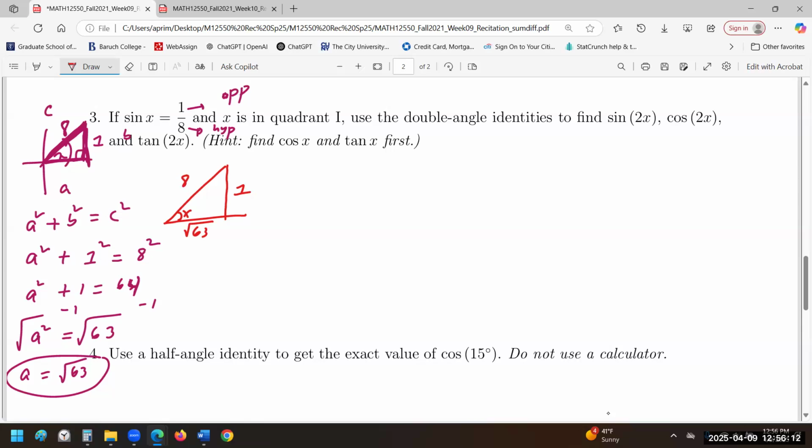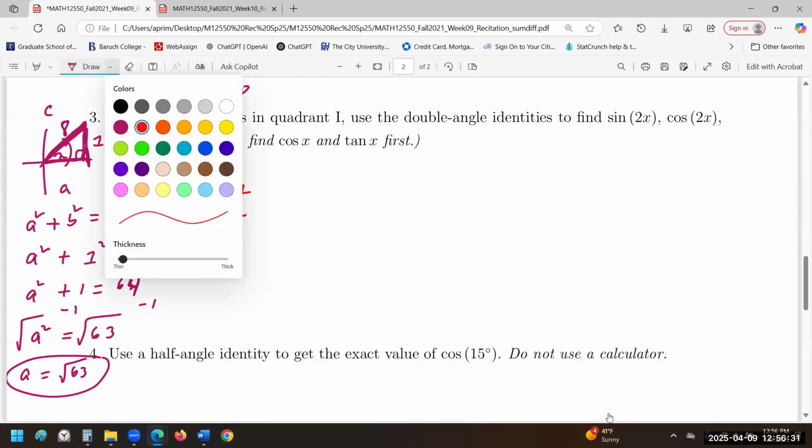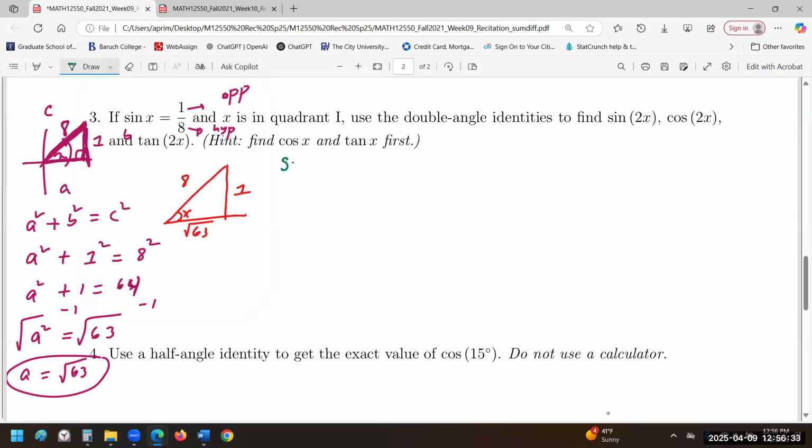Well, why do we care? Because in order to find the double angle for all of them, we need the triangle, to find out the length of each side of the triangle. So let's start with sine. Green, my favorite. Sine 2x. So remember, sine is very generous. Sine 2x means 2 times sine of the single x and cosine of the single x.